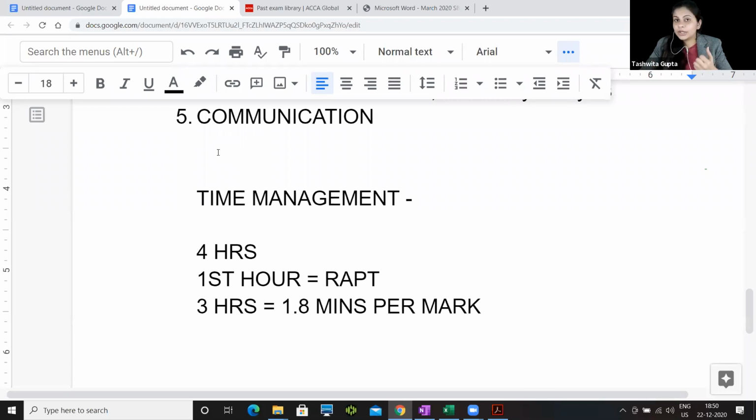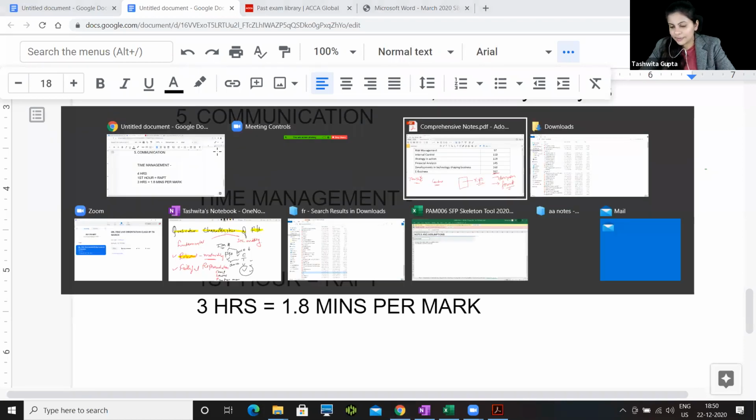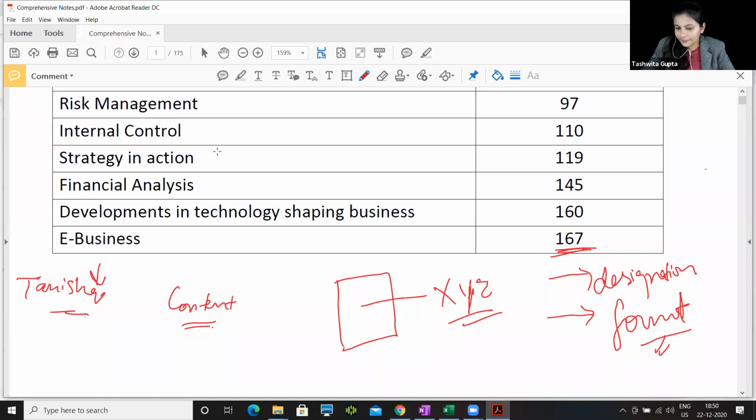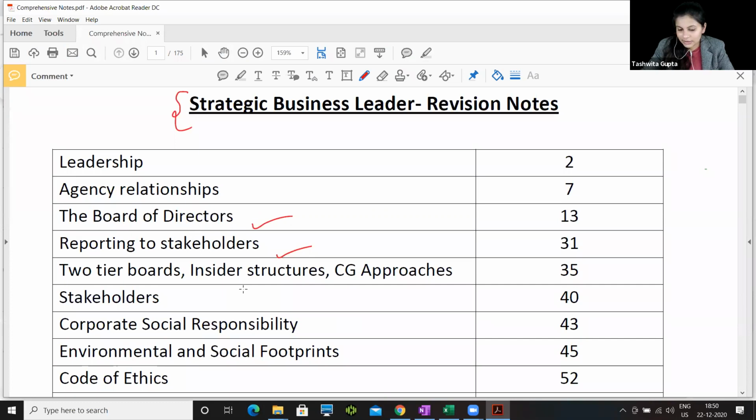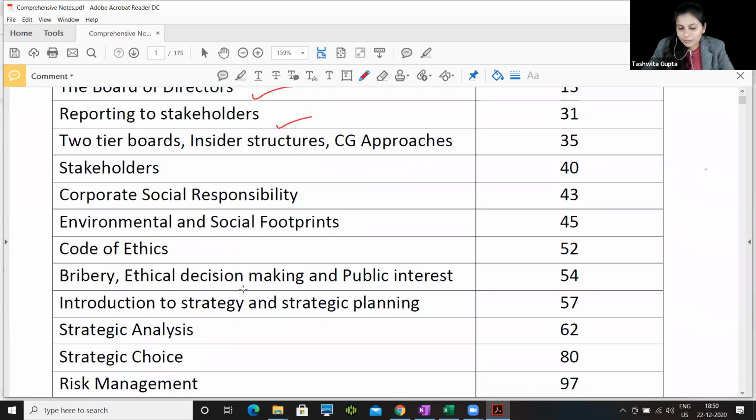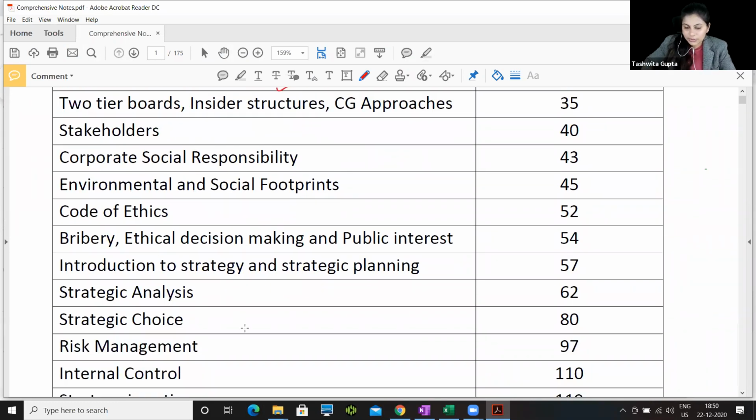And for that, we will be doing the syllabus course. As I have just shown you the notes, these are the notes which we'll be following, and these are the topics: leadership, agency relations, board of directors, reporting to stakeholders, CSR. All of these are very easy topics, but the most important topic which I'm going to mark here is this area, from introduction to strategy, then strategic analysis and choice, because in the name of SBL, strategy is there. So strategy is most important.